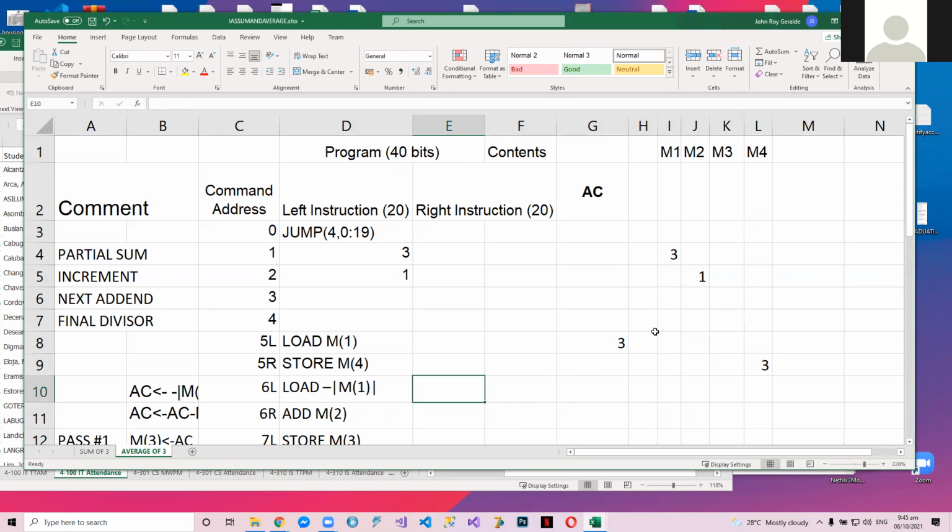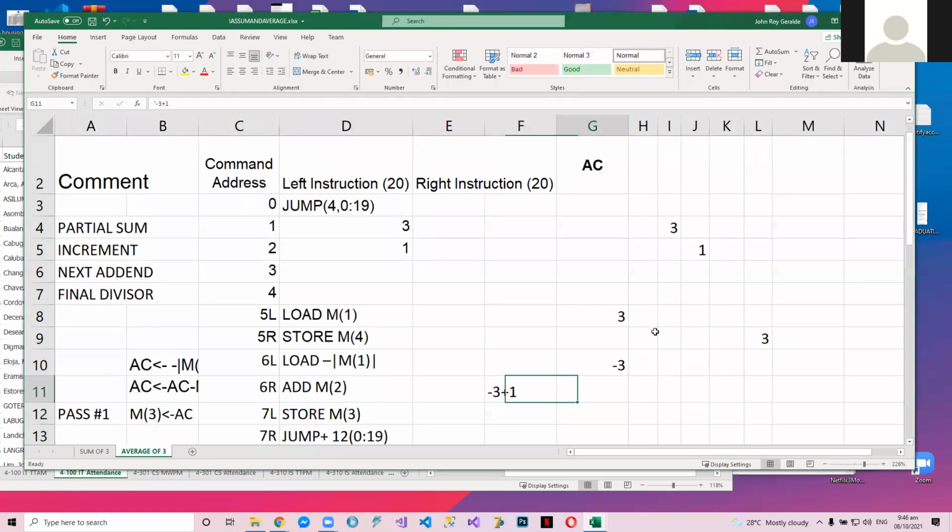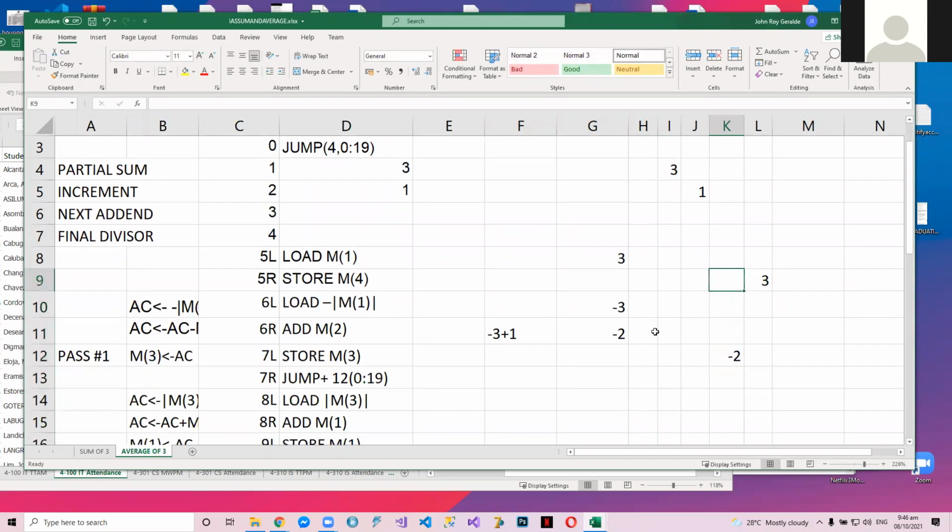So load negative of absolute of M1. So this becomes negative 3. Add M2. So this becomes negative 3 plus 2, or rather, negative 3 plus 1. Okay, so this becomes negative 2. We store M3. So this is M3 here, so this becomes negative 2. So M4 is not overwritten. Okay, they follow. So store M3.